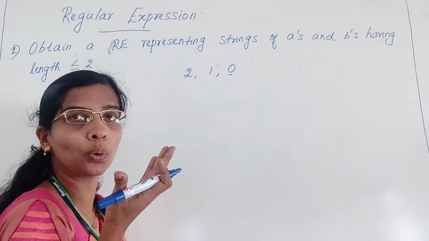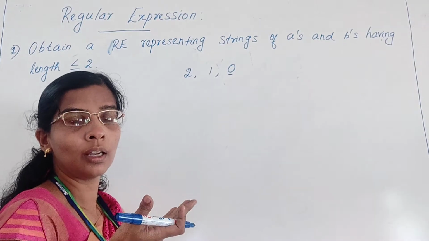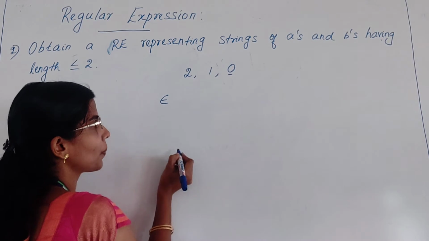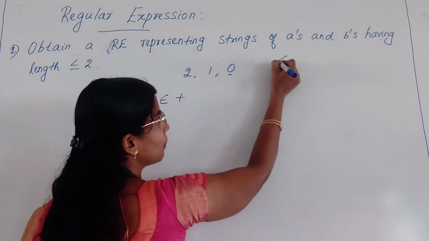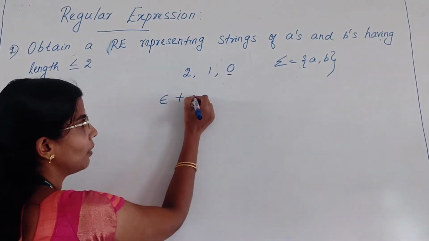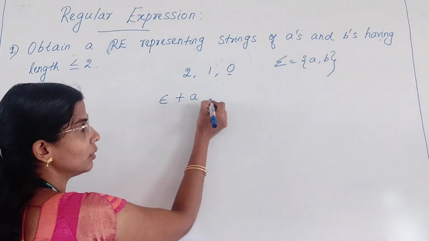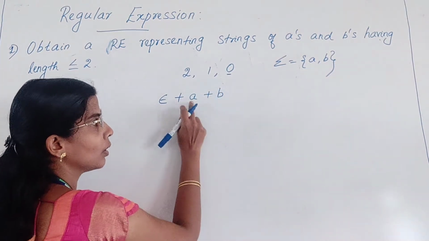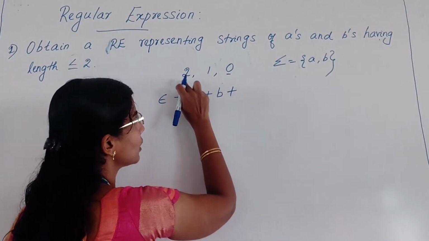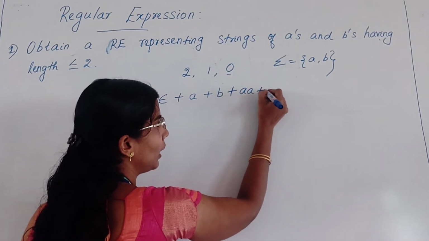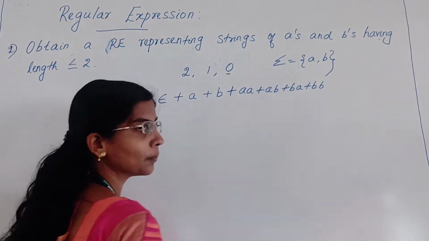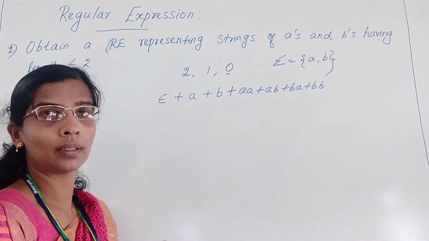So how will I write this 0 length? 0 length means no string. It is an empty string. So how will I represent this empty string? Using epsilon. And what is my sigma here? A and B. I can have strings of length 1, that is A plus B, or I can have strings of length 2, that is AA plus AB plus BA plus BB. These are the possible strings.